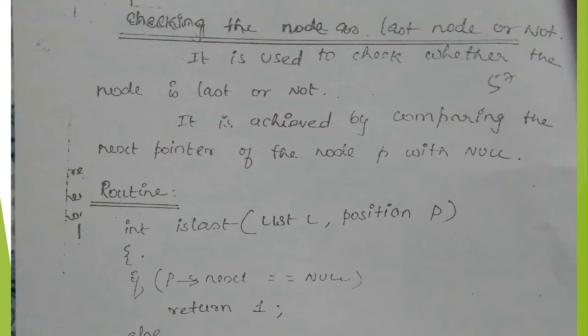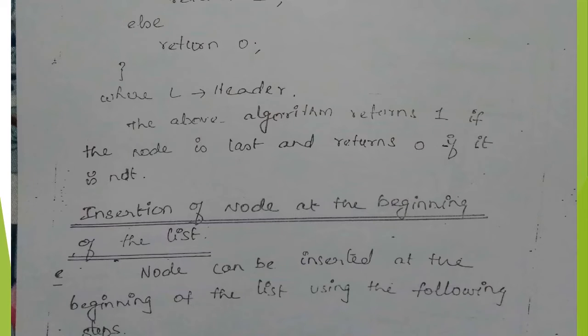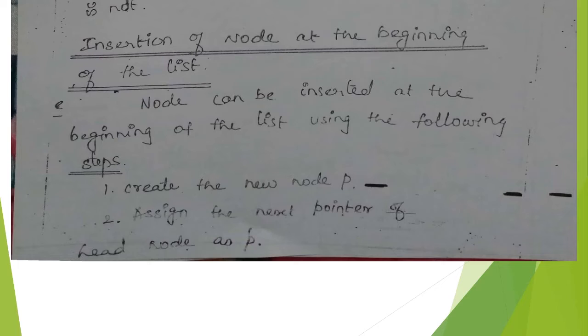Next operation is checking whether the node is the last node or not. The routine name used here is last_of. It contains two arguments, list L and node P. If P's next is null, it returns 1. That is, P is the last node. Otherwise, it returns 0. The is_last_of and is_empty_of routines are mainly used for the operations insertion and deletion of a node at the last position.